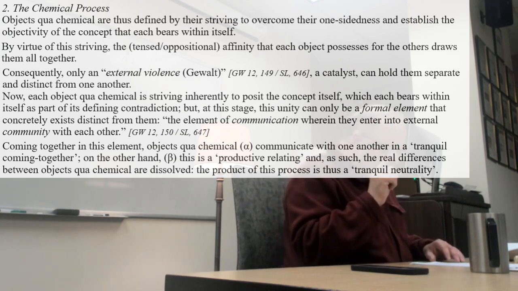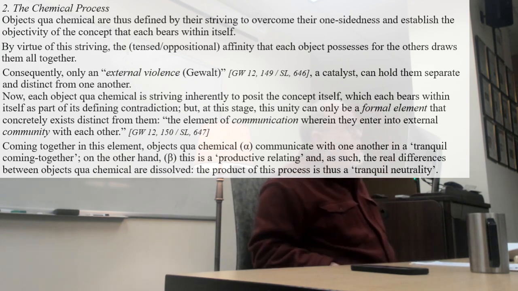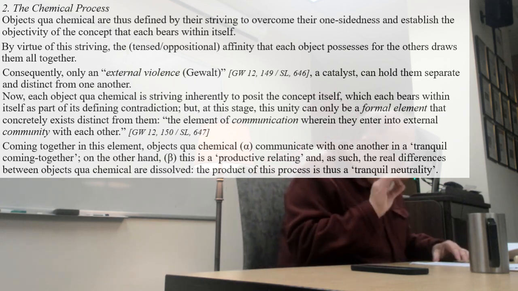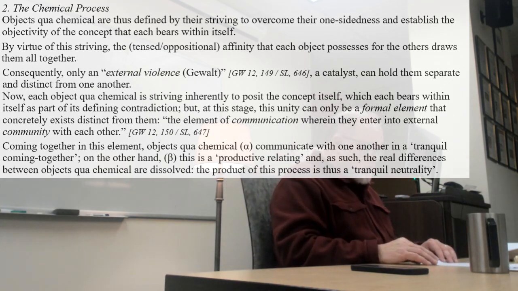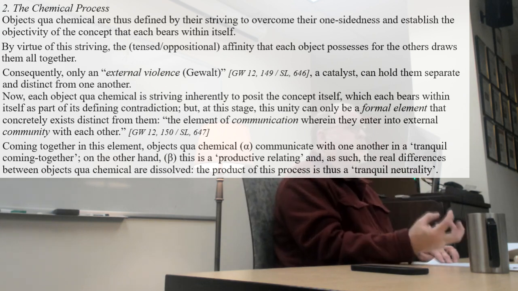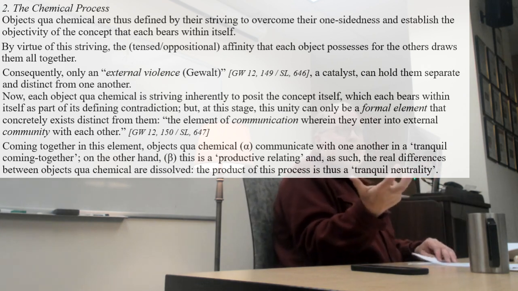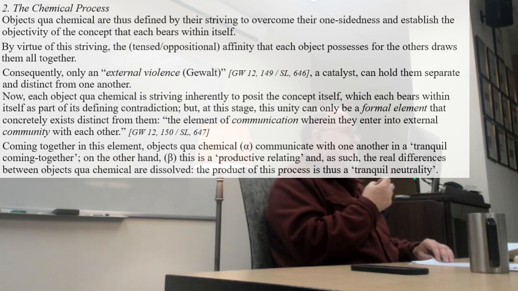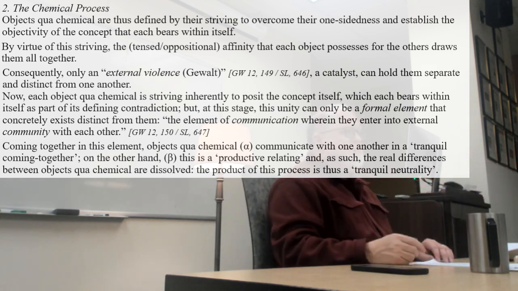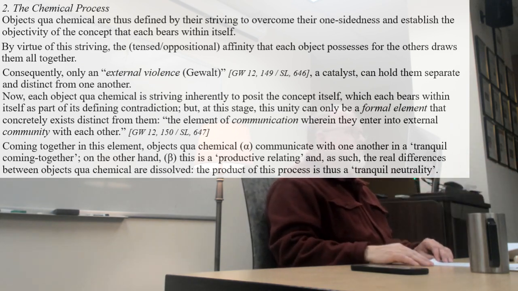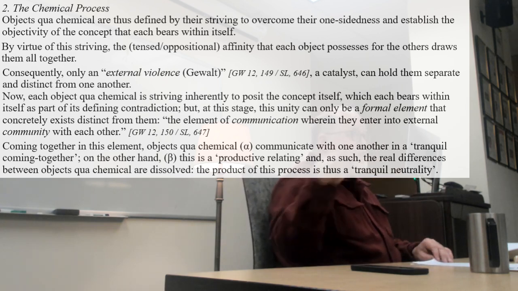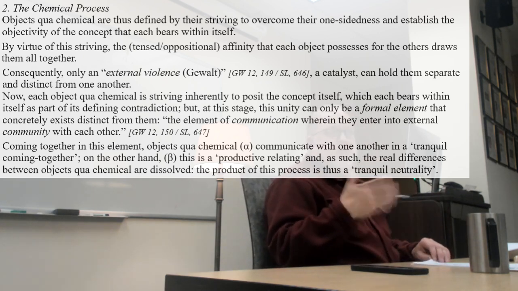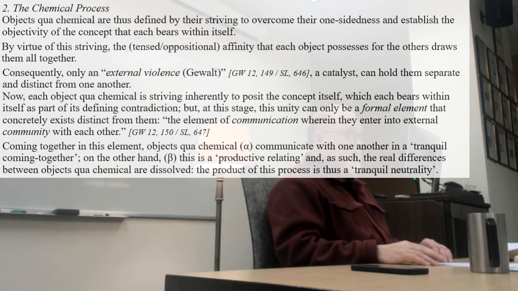He says, they communicate with one another in a tranquil coming together. On the other hand, this is a negative relating, and as such, the real differences between objects qua chemical are dissolved. So a negative relating always means for Hegel an abstract relating. It doesn't preserve their differences. It subsumes, dissolves their differences. The product of this process is thus, Hegel's term, tranquil neutrality. So here we're back to peace and rest and equilibrium at the chemical level.